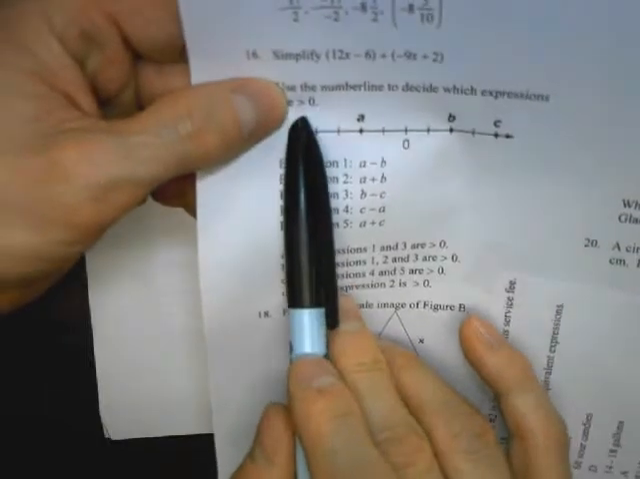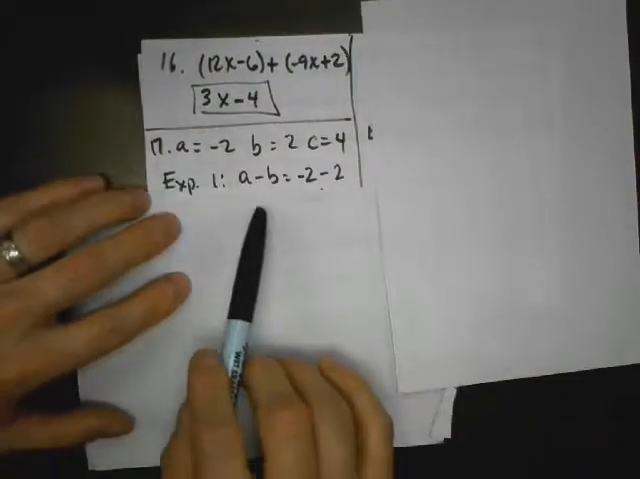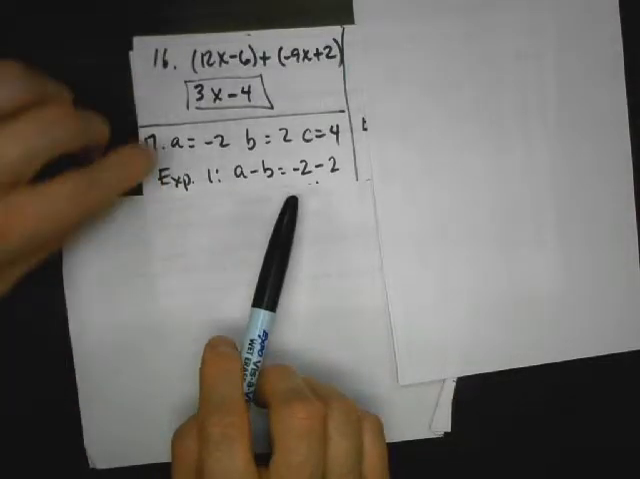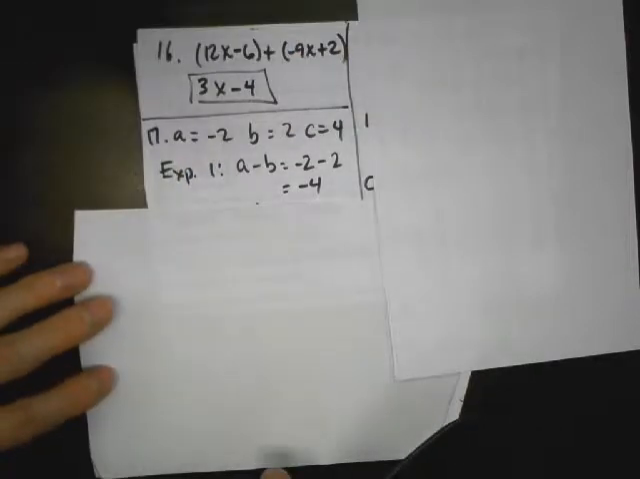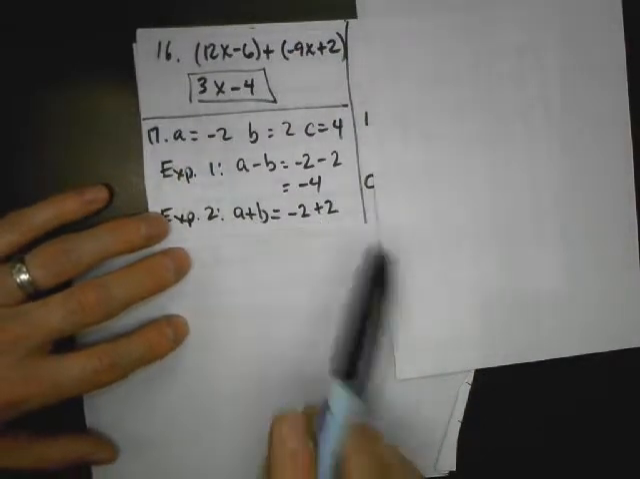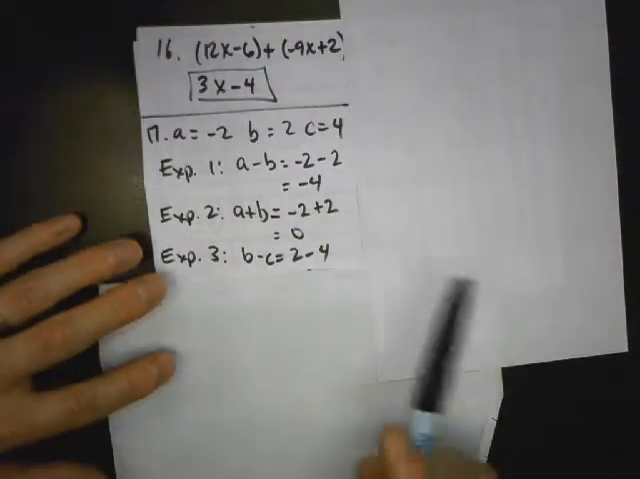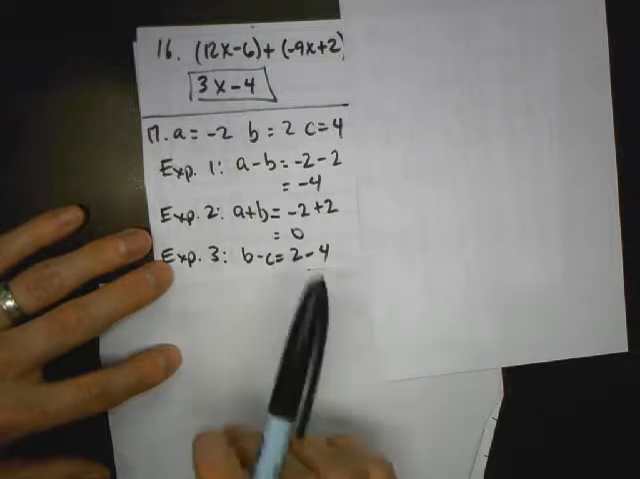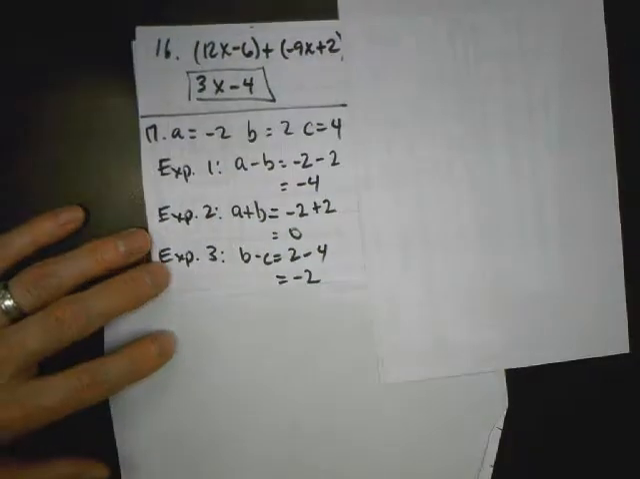And the question asks us, which of the expressions given are greater than 0, meaning positive? Expression 1. They say A minus B, so I take negative 2 minus 2. That's a negative number. That's not greater than 0. B. A plus B means negative 2 plus 2. That's 0. That's not greater than 0. That's equal to 0. C. B take away C is 2 take away 4, which is negative 2.